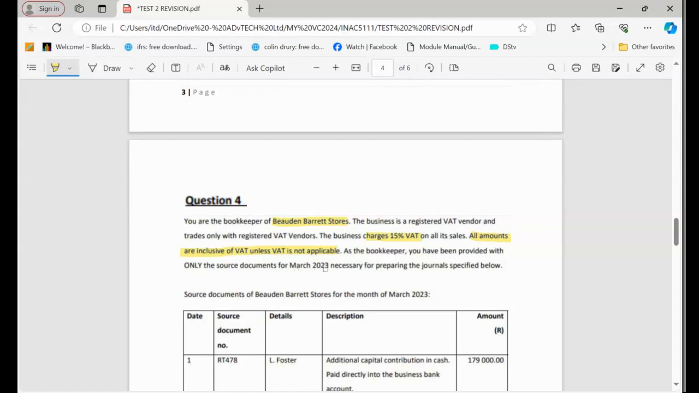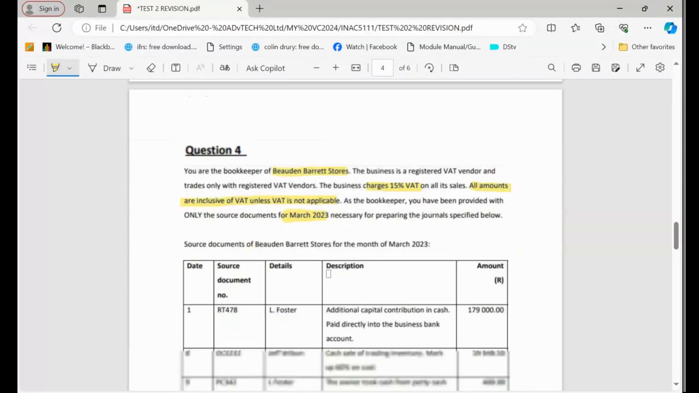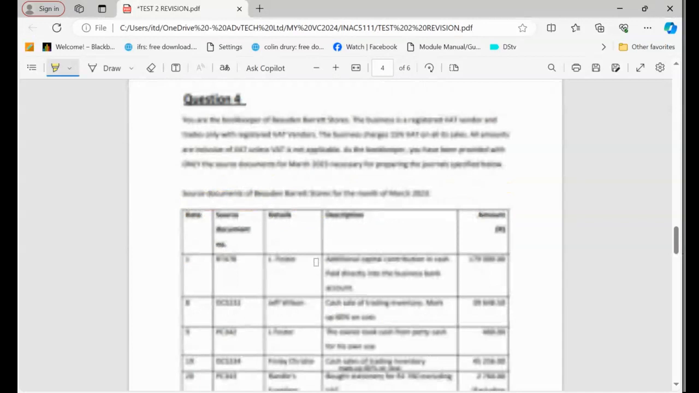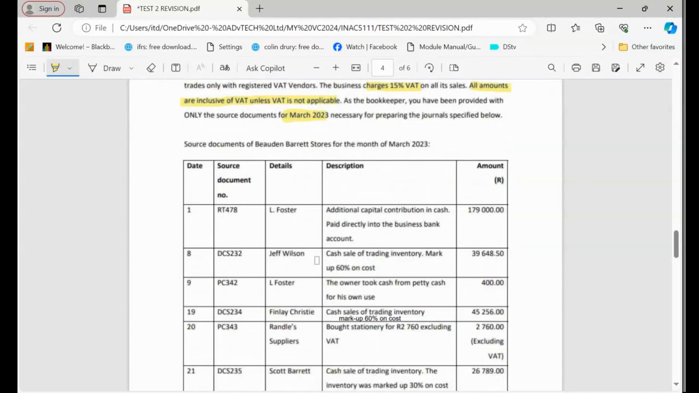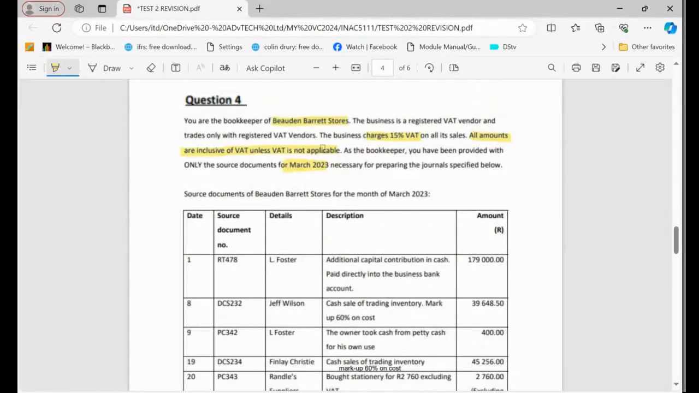So they gave you the source documents for March 2023. Meaning the source document can give us an idea of where to record the transactions, especially where the transaction is not straightforward. Now, we have to go and check the transactions. Firstly, I prefer us to identify the transactions before we record. Remember we have got about 8 subsidiary journals. It is your responsibility as a student to identify those transactions and decide where you are going to record them.